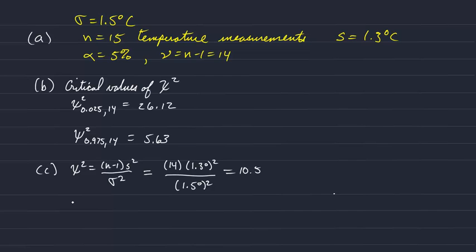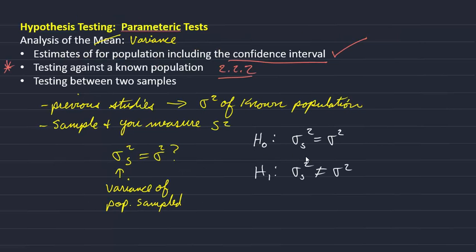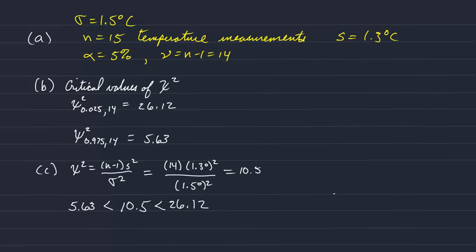Therefore, our result is that our calculated value of chi-squared lies within the range defining our confidence interval. It lies within the most probable range, so there's no reason to reject the null hypothesis, the null hypothesis being, again, that the sampled variance is equal to the known population variance. So H0 cannot be rejected.